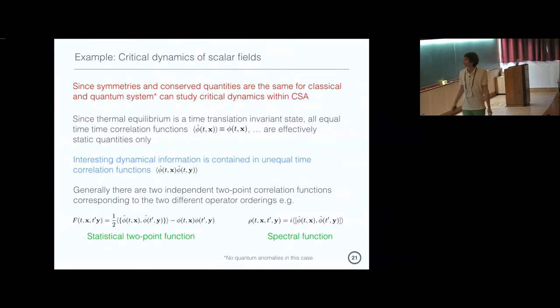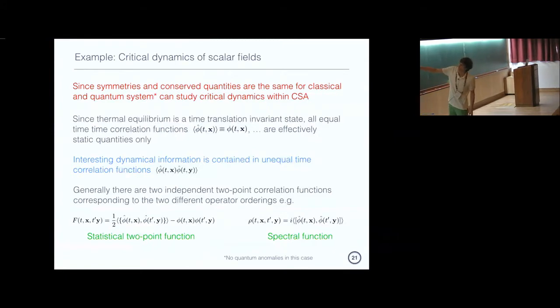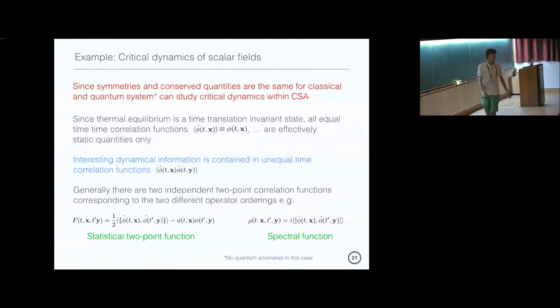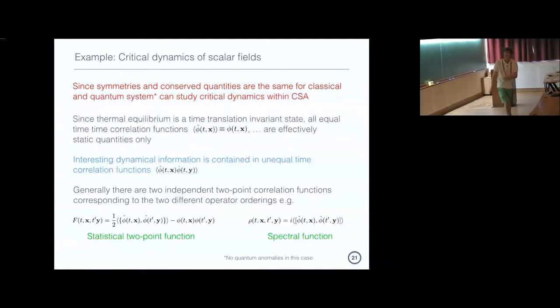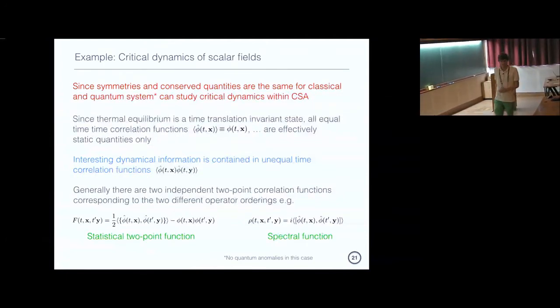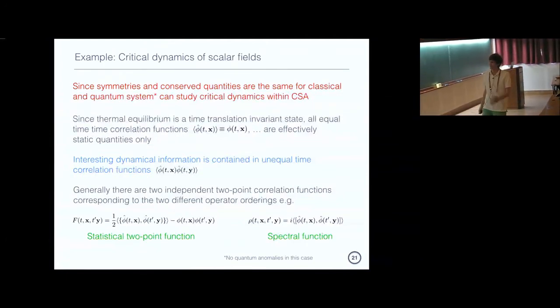So, for instance, this object here, already interesting dynamical information is contained in these two-point functions. Okay, there should be a t prime here, right? Otherwise, this would again be a static quantity. And so to access dynamical features of the theory, I at least have to go to the level of two-point correlation functions, right? Because otherwise, everything would be static.